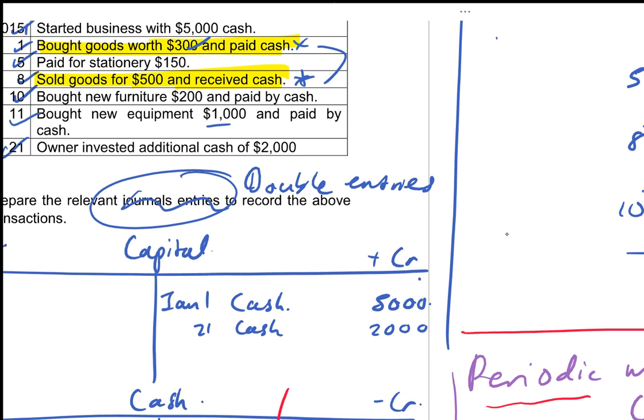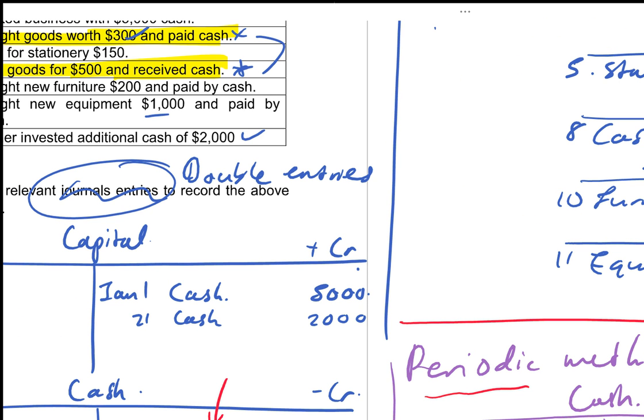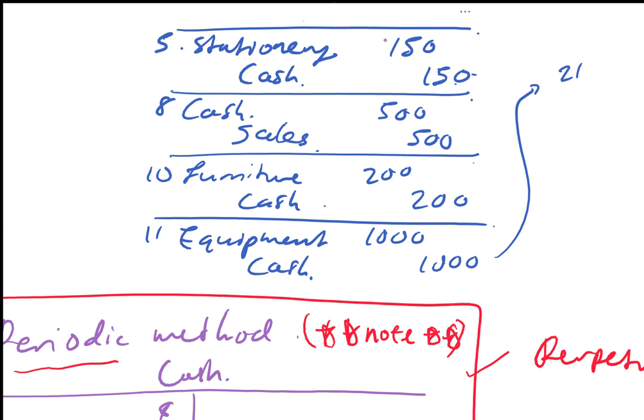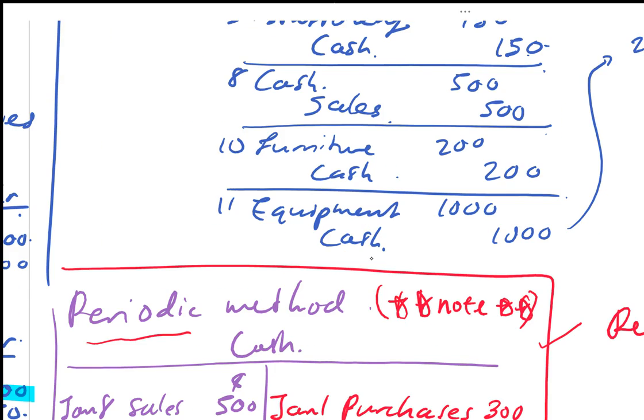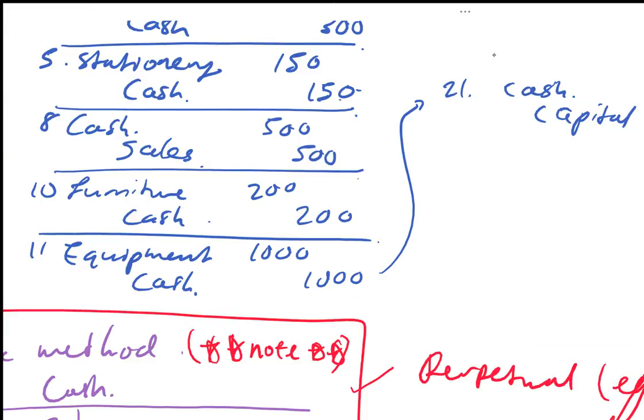You bought equipment 1000, you paid by cash. Equipment, so it's the 11th. Equipment, cash 1000, 1000. The last one is the capital from the owner. On the 21st, there is additional capital from the owner. So it's cash and capital. So the amount in this case is 2000. Like that.